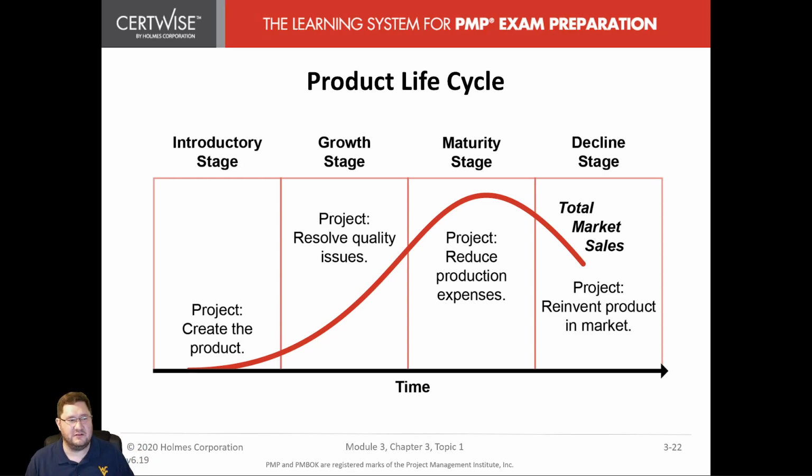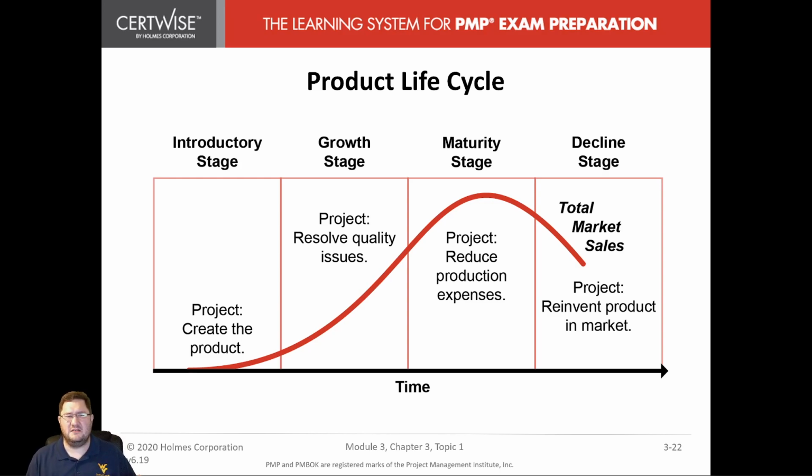So we have that introductory stage. We're creating that product. We might see, once it's out there in the market, we might have to resolve some quality issues with that project or product. So that might be a project we do. But then that product will sooner or later hit a maturity stage. A lot of people own it. Sales are high. We have a high volume going out to the stores or whatnot. So our project might be to reduce production expenses, trying to trim the fat on our production here.